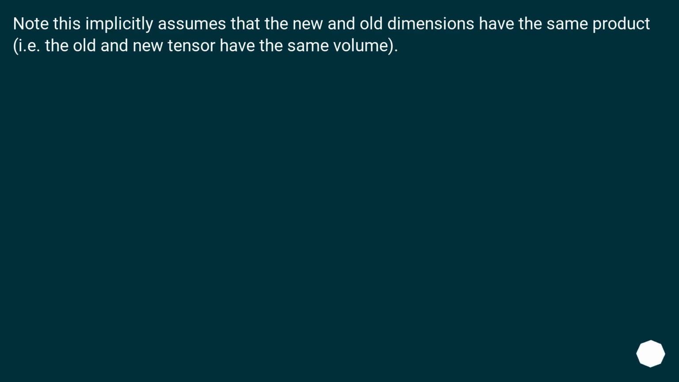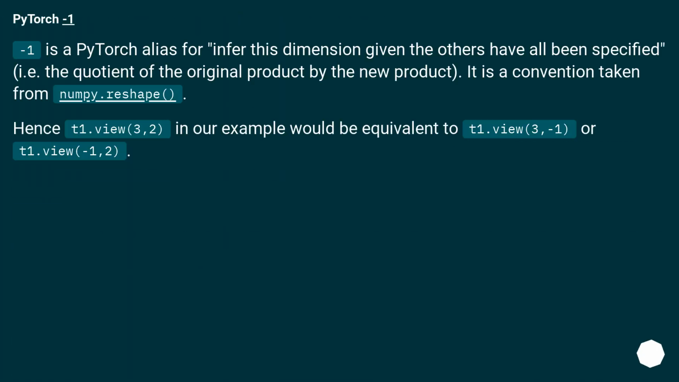Note this implicitly assumes that the new and old dimensions have the same product, i.e. the old and new tensor have the same volume. In PyTorch, -1 is an alias for infer this dimension given the others have all been specified, i.e. the quotient of the original product by the new product. It is a convention taken from numpy.reshape. Hence t1.view(3, 2) in our example would be equivalent to t1.view(3, -1), or t1.view(-1, 2).